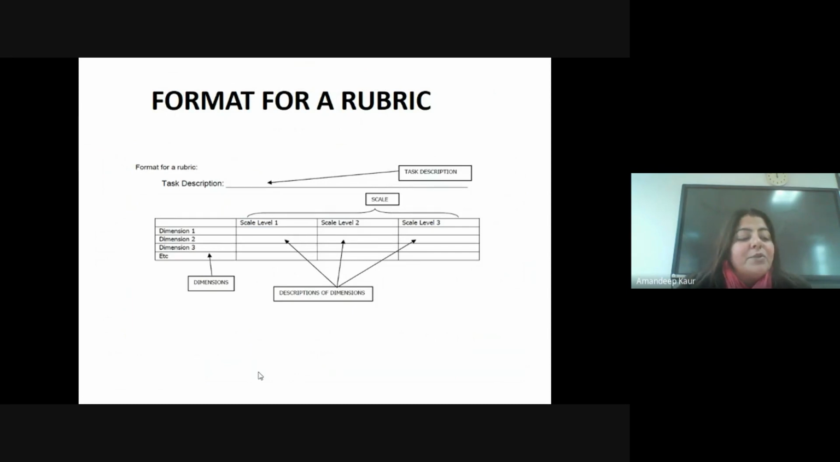When it comes to the design of the format of a rubric tool, this is the standard format we may all follow. First, we need to provide a task description. On the left hand side, there are different dimensions, and then we divide the rubric sheet into a number of scales. As per the level defined, we need to give a description to the various dimensions.